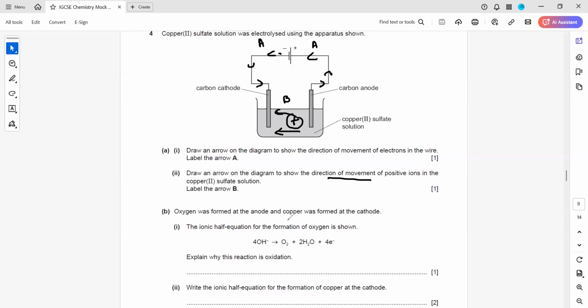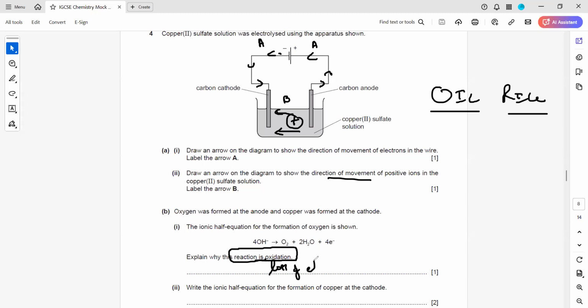Oxygen was formed at the anode and copper was formed at the cathode. Ionic half equation is there. Why is this reaction oxidation? Whenever there's a question about oxidation or reduction, it should always be in terms of electrons. And remember the term OIL RIG: oxidation is loss and reduction is gain. So explain that the reaction is oxidation because it is a loss of electrons.